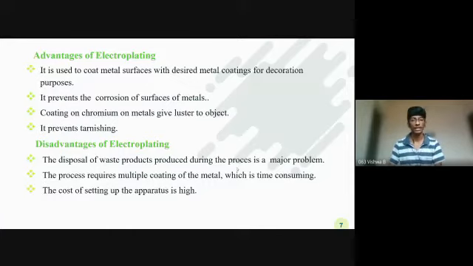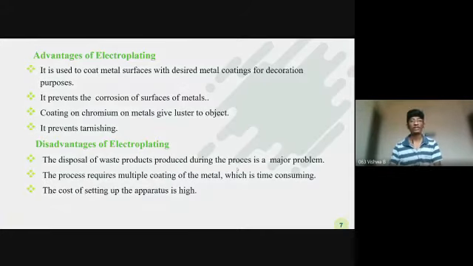Sometimes a thin coat of electroplating isn't enough for a longer time, so it has to be coated multiple times to increase the life span. The cost of setting up the apparatus is also high, because of what the cathode is to be, what the anode electrode is to be, and the electrolytic bath also has to be taken into consideration.